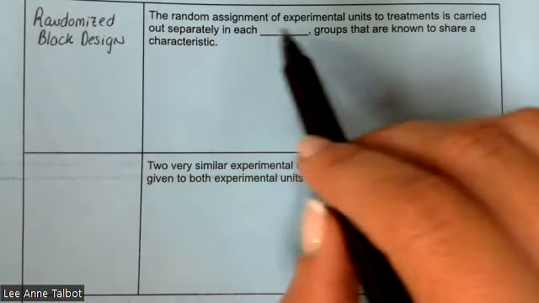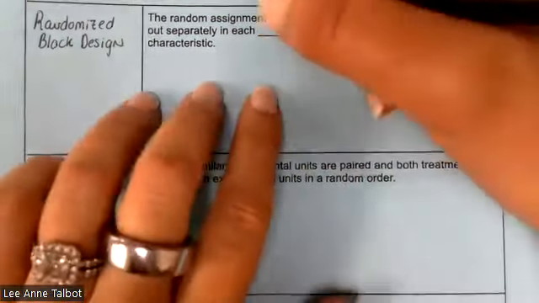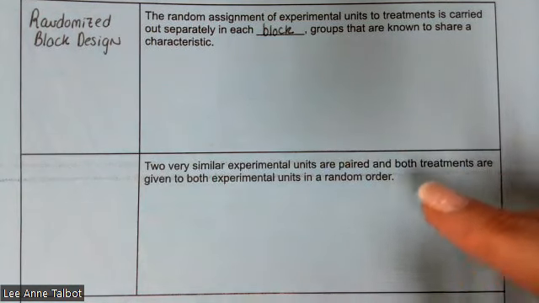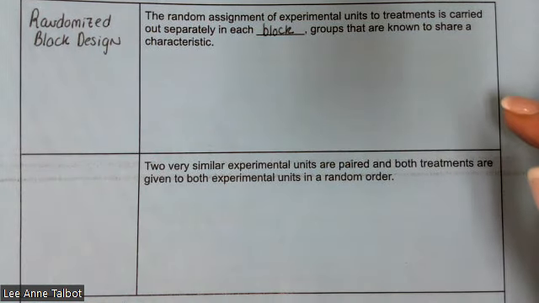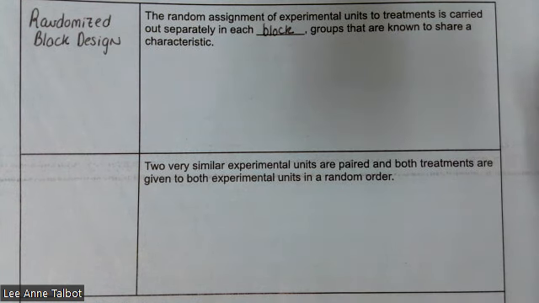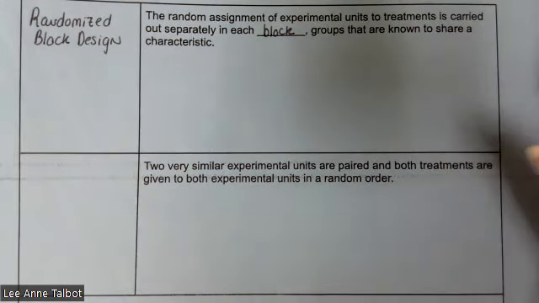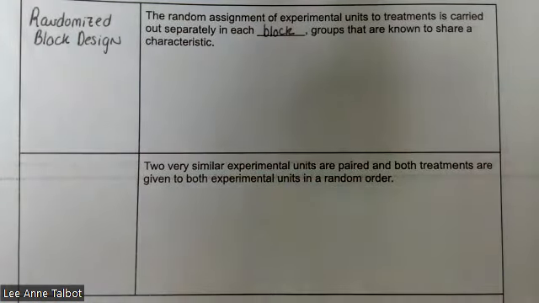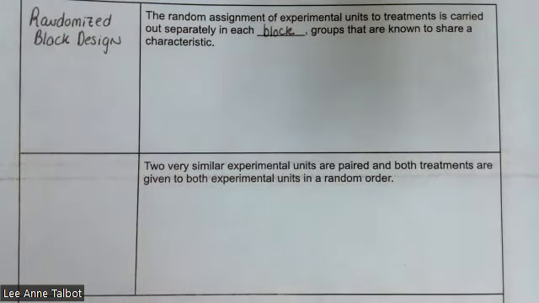The random assignment of experimental units to treatments is carried out separately in each block. Groups that are known to share a characteristic. Okay, sometimes there is a characteristic that will separate groups. A lot of times it's gender. I don't like to linger on gender too much because people get sensitive about gender, but there is research that shows that biologically male people have a higher resting heart rate than biologically female people.